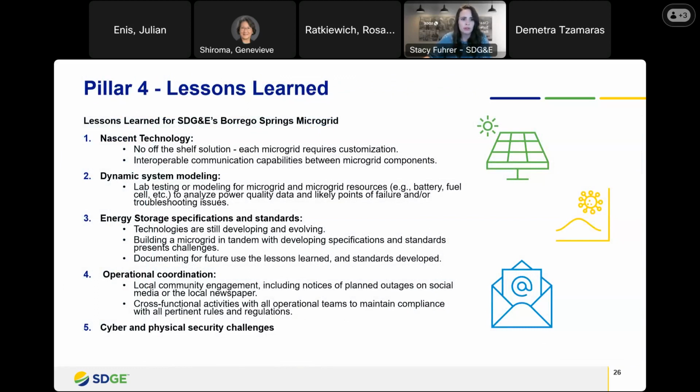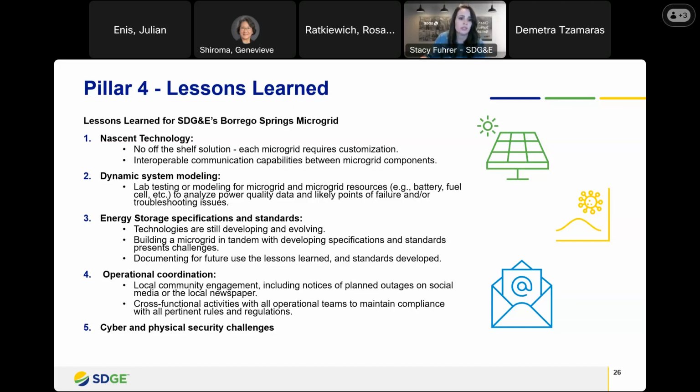Now, an important part of Pillar 4, and not only just for the 4-pillar methodology, but for SDG&E, is lessons learned. And there have been a significant amount of lessons learned for the Borrego Springs microgrid. Number one, nascent technology. It's SDG&E's experience that there is no off-the-shelf solution for a microgrid. Every single microgrid has to be customized, because the load and the generation are all going to be so different. So is the microgrid boundary area. And so this has been one of our major areas of growth.